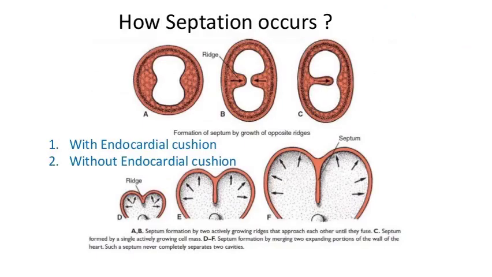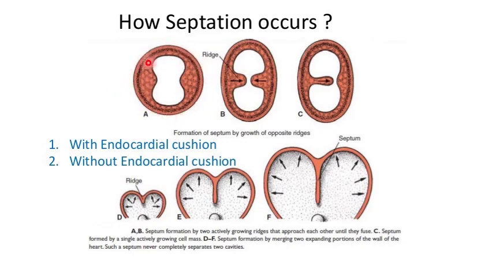So how does this septation occur? The septation can occur with the formation of endocardial cushions or without the formation of endocardial cushions. In the formation of endocardial cushions, there is extension of this cardiac jelly. This is the cardiac jelly around. This is the endocardium. This is the myoepicardiac mantle or the myocardium that has been formed.